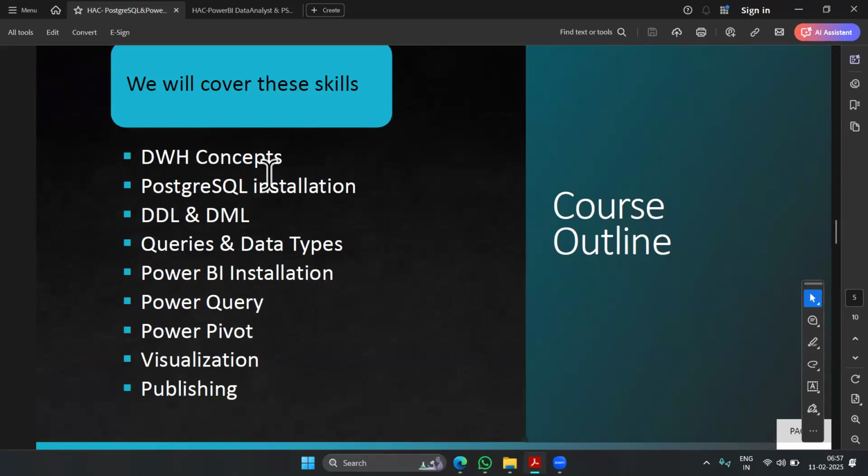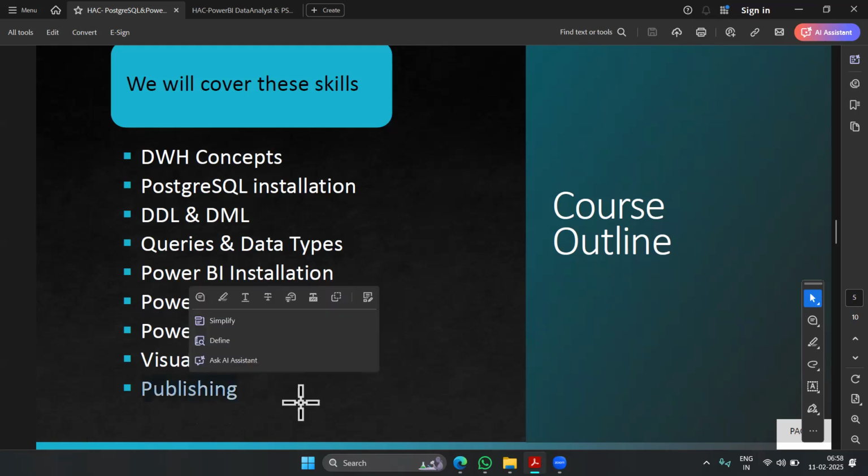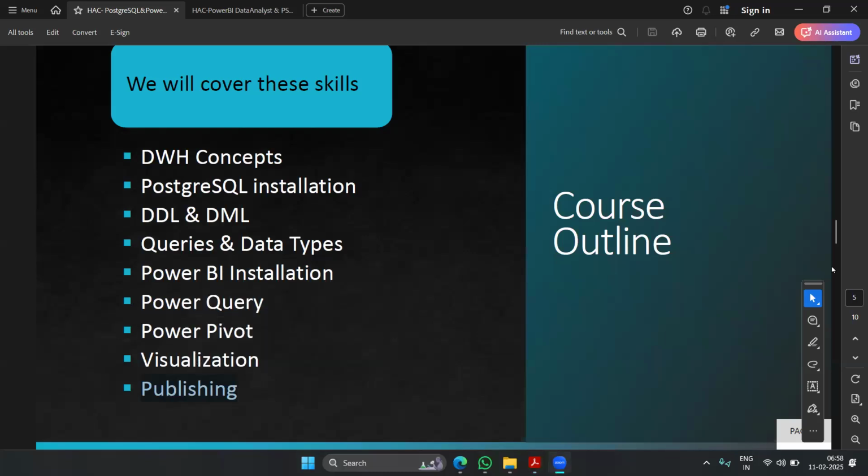We are going to cover data warehousing concepts, Postgres installation, how to create the tables, and how to change the data. Similarly, we are going to cover Power BI installation, Power BI queries, pivoting, visualization, and publishing. Publishing is about understanding the services. Yes, Sonia, I can see you have raised your hand. Can you post your doubt in the chat channel?